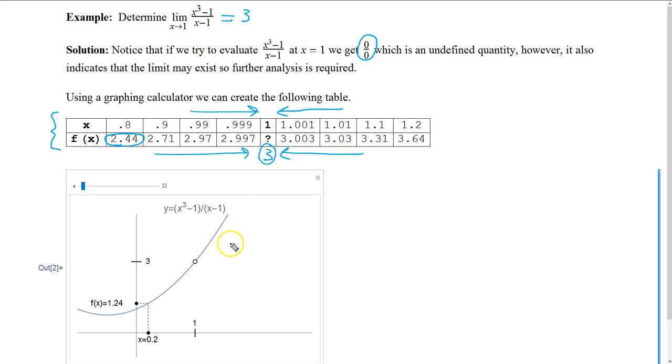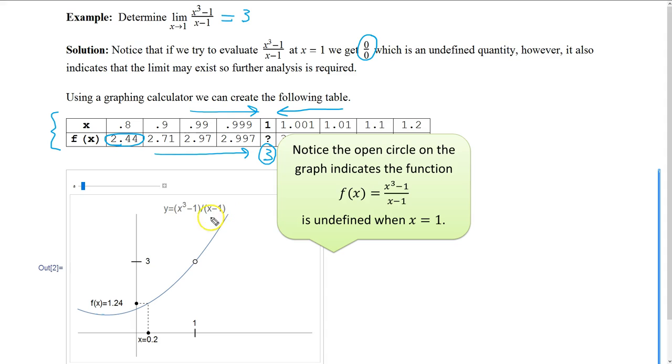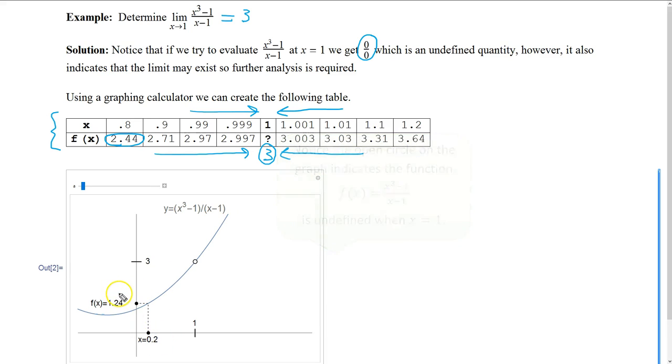Now we can also see that graphically. If we look at this graph down here, the blue curve here is the graph of x cubed minus 1 divided by x minus 1. And keep an eye on what happens to the values on the y-axis, these function values right here, as the numbers here are taken closer to 1 from the left and from the right. So keep an eye on these function values right here on the y-axis.